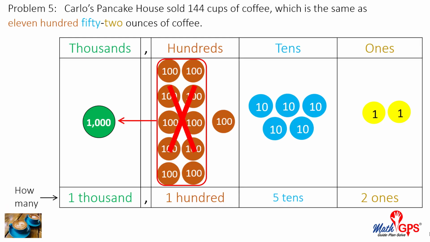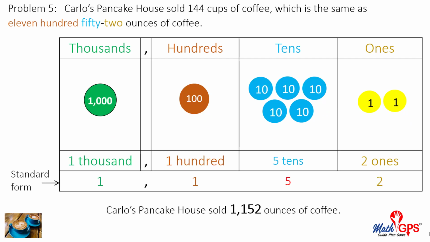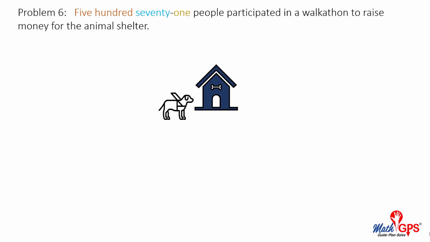The place value chart shows 11 hundreds, a value of 1,100. The circled group of 10 hundreds discs can be traded for one of the thousands discs. That will leave us one of the thousands, one of the hundreds, 5 tens, and 2 ones. We use only the digits 1, 1, 5, and 2 to compose and write the number. Carlos Pancake House sold 1,152 ounces of coffee.